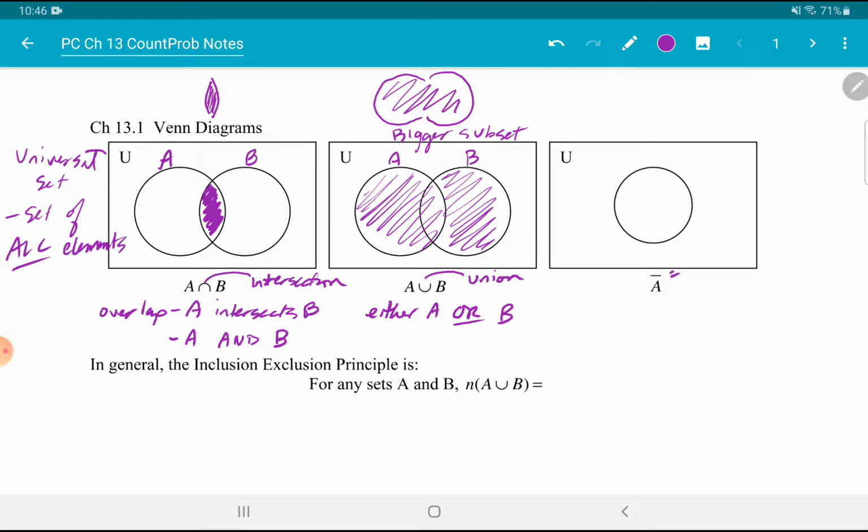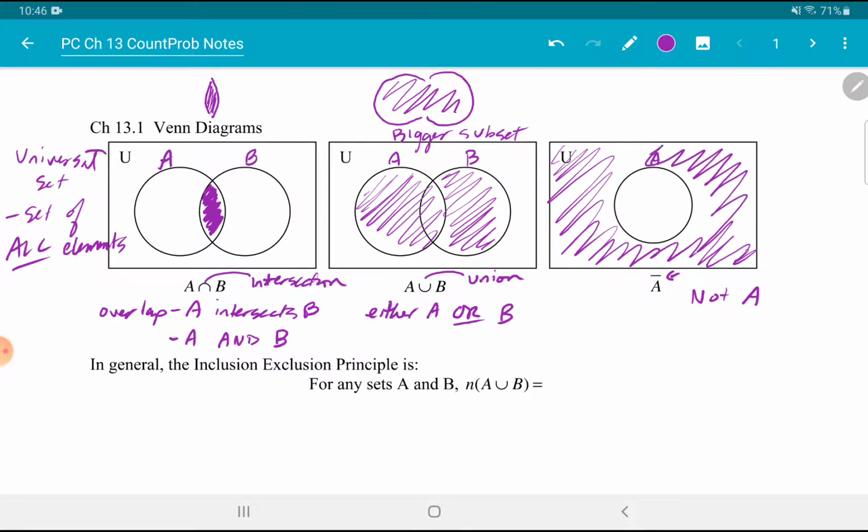Now, if you see a line over a letter, this basically means not A. And so not A is basically, if we're saying that this is A, everything that's not A is everything not in the circle. So that'd be everything outside. We'd be shading everything out here. Okay, so this is the set of elements not A.